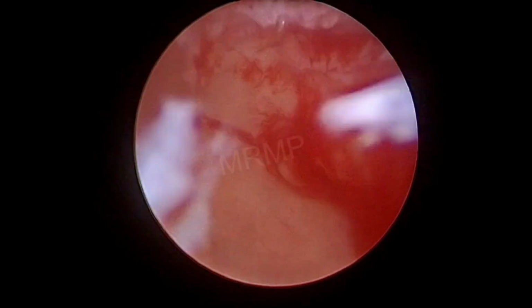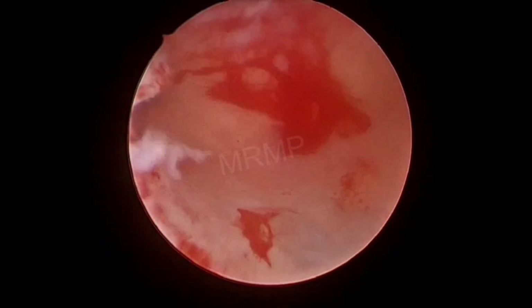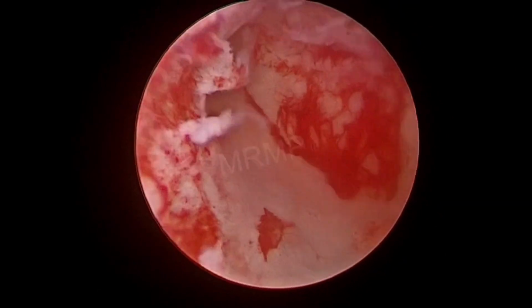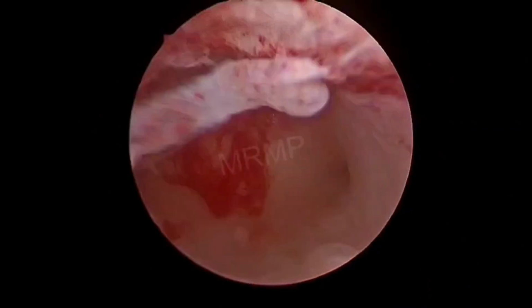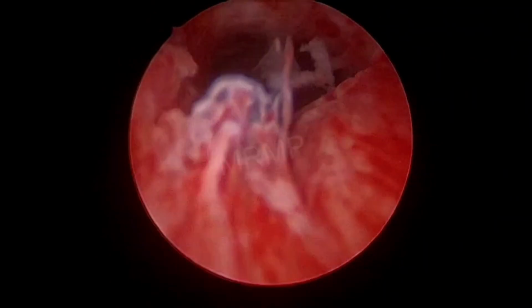So this is the polyp which is removed completely. Again, the cavity is reassessed post procedure for completeness of the removal. So this almost finishes the procedure. Thank you very much for watching this video.